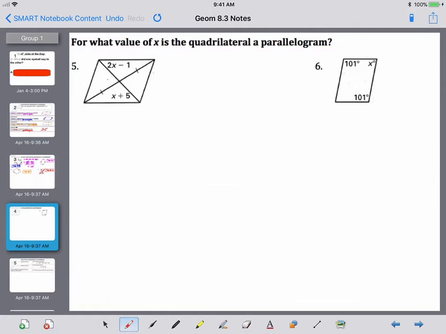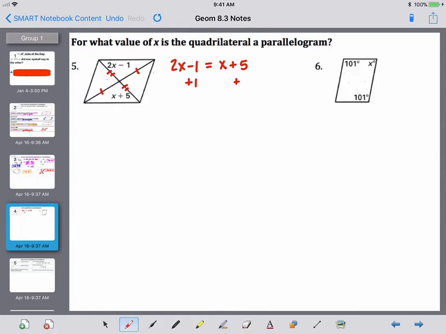In the next two, we're actually going to be solving. So if we see here, we have, for what value of x is the quadrilateral a parallelogram? Well, I see that this diagonal is bisected by the other. I need these two to be congruent in order for this to be a parallelogram. So in other words, I need 2x minus 1 to equal x plus 5. So we're just going to go ahead and solve this for x.